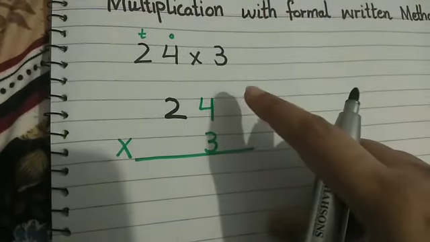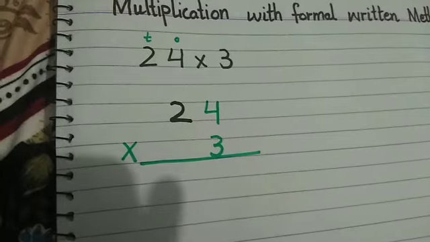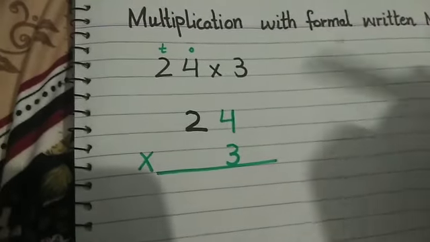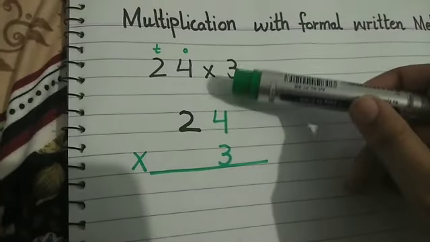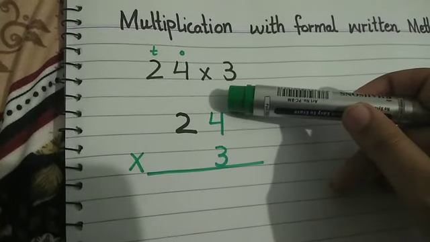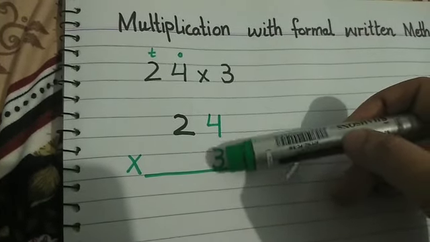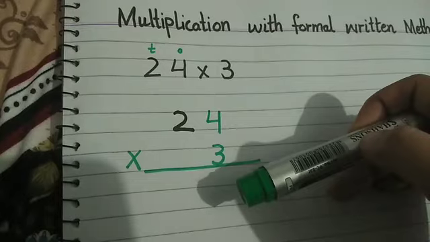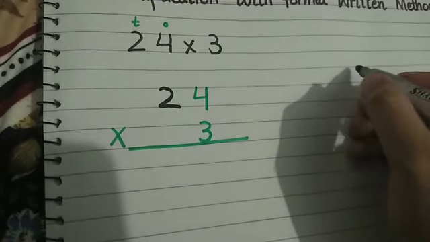Okay, now first of all, what we are going to do is multiply the green with the green one. Can you see that 3 with the 4? I will multiply green with the green one. Okay, 3 4s are how many? 3 4s are 12. So I am going to write 12 at the side.